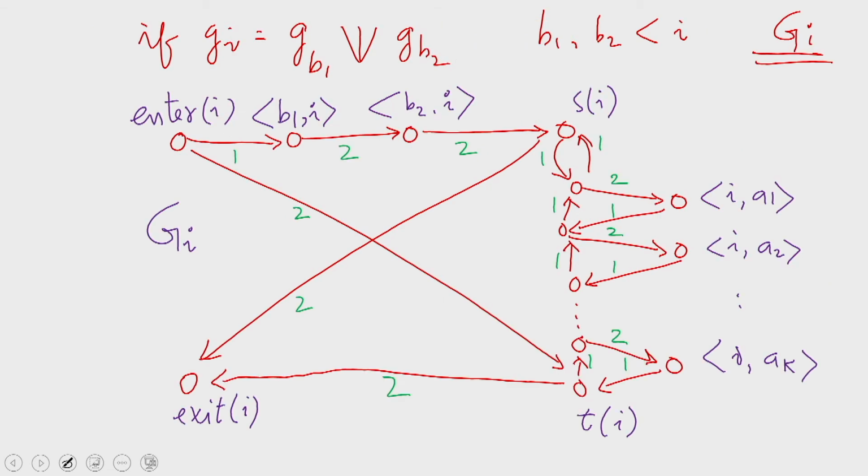In this picture, the path that we are talking about will be starting at enter of I, traveling through B1 of I, B2 of I and then coming to S of I, and then going down the path labeled 1 and then through the edge labeled 2 to I of A1 and then out through the edge labeled 1 and then to I of A2 and so on. I of A1, I of A2 etc. will be visited in turn.